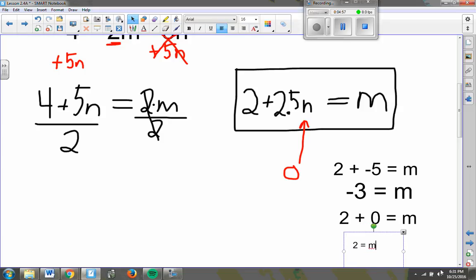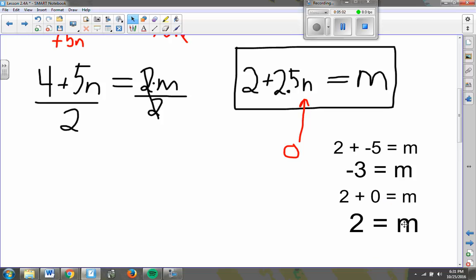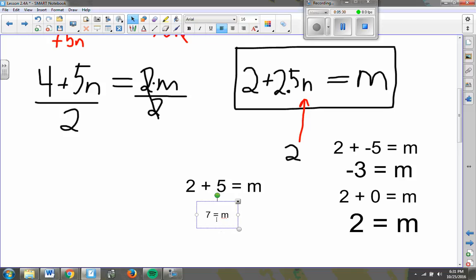So when I put 0 in for m, put 0 in for n, I get 2 for m. Okay? And then lastly, I could do exactly the same thing with n equals 2. I take a 2 and put it in for n. If I do that, my equation says 2 plus 2.5 times 2 is just a 5. That's equal to m. 2 plus 5 equals m, which of course means m is 7, because 2 plus 5 makes 7. Okay, so I would have 3 m values along with my equation.